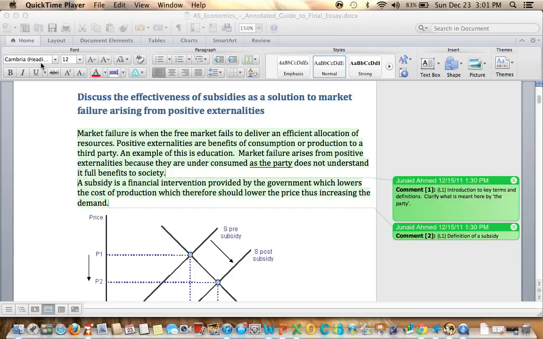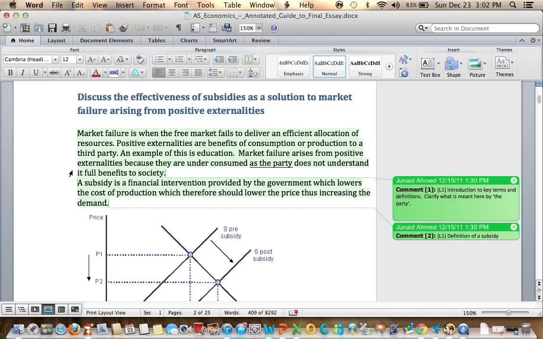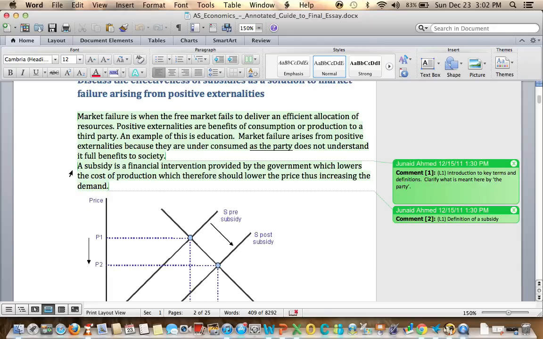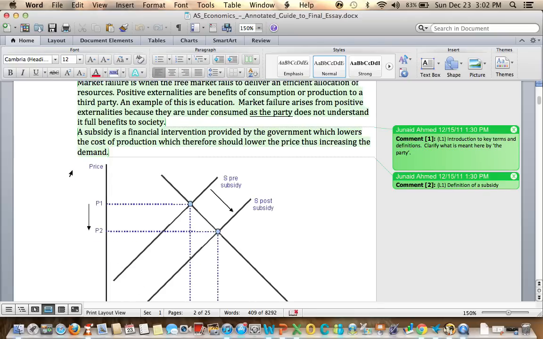We have a few definitions right from the beginning: what market failure is, what is a positive externality, and ultimately explaining what the problem is in the situation. And then we jump right into a definition of a subsidy here. A subsidy is a financial intervention provided by the government which lowers the cost of production, which therefore should lower the price, thus increasing the demand and the quantity consumed. Right, we should have an explanation there.